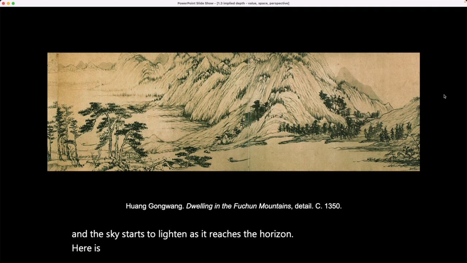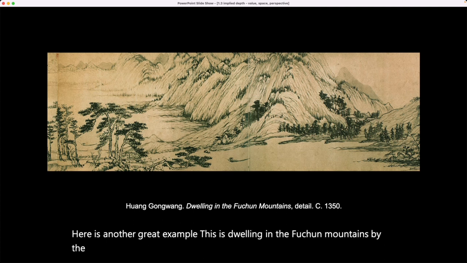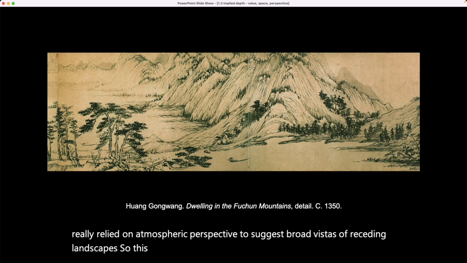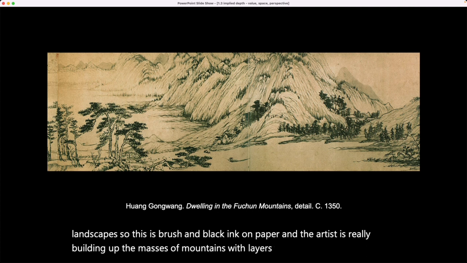Here is another great example. This is Dwelling in the Funchun Mountains by the 14th century Chinese artist Huang Gongwang. Chinese and Japanese painters really relied on atmospheric perspective to suggest broad vistas of receding landscapes. So this is brush and black ink on paper, and the artist is really building up the masses of mountains with layers of contour strokes.